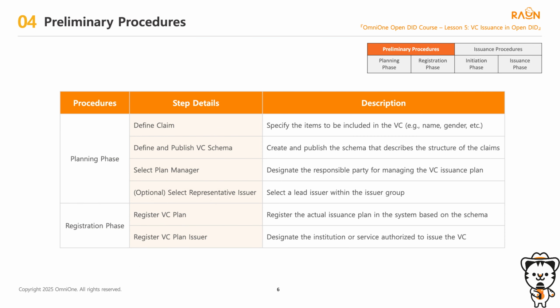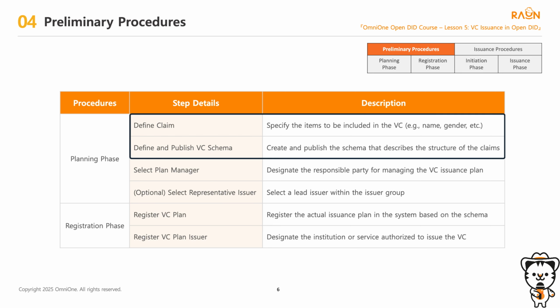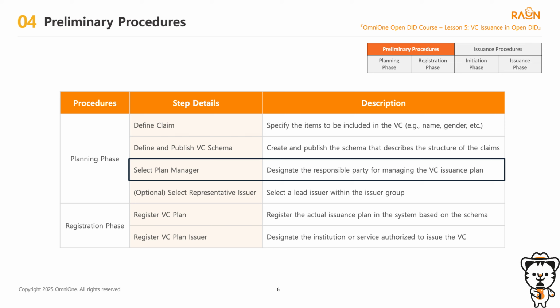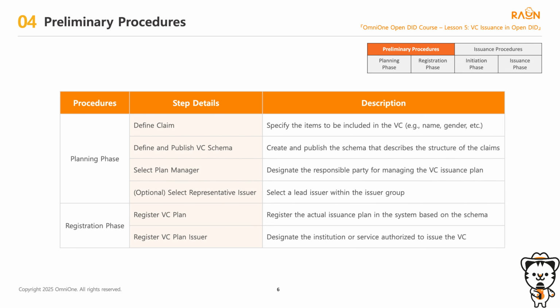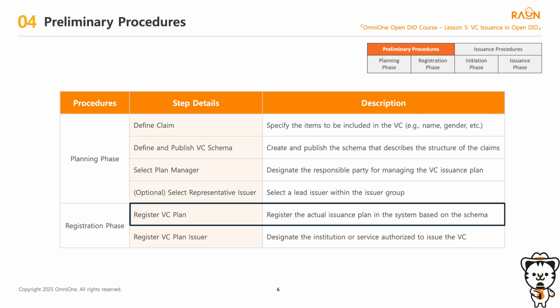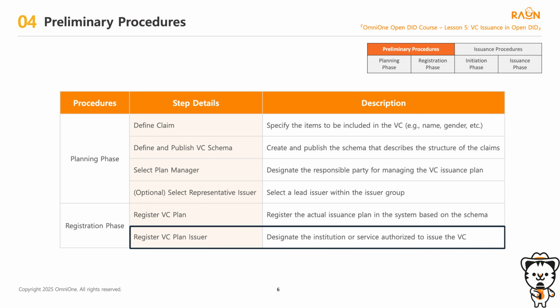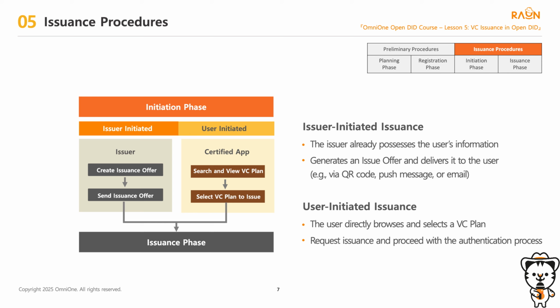Here is a summary of what we just covered. So, to quickly recap the preliminary procedures: first, you define the claims and schemas. Then, you assign a plan manager and, if necessary, select a representative issuer. After that, the VC plan is registered through a listing entity. And finally, the issuer who will actually issue the VC is registered.